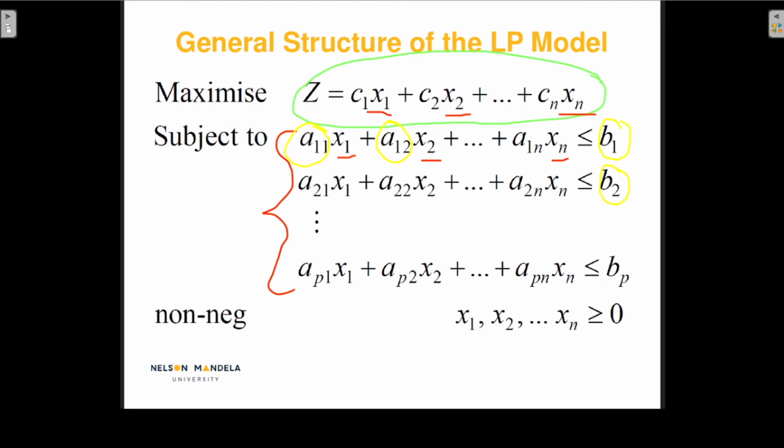In the next lecture, we are going to look at ways in which you can solve a linear programming problem by hand.